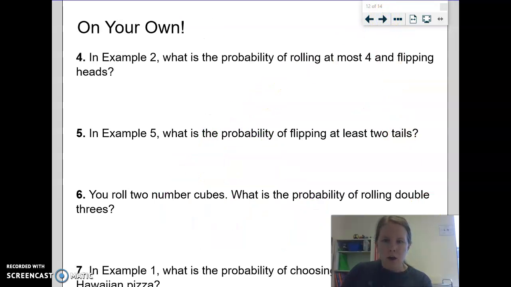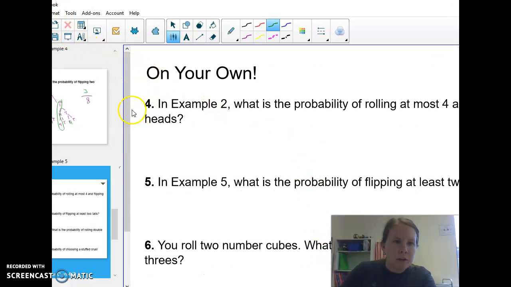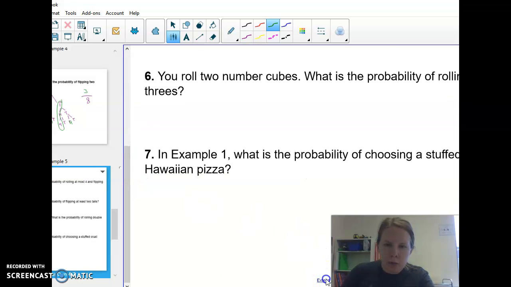Okay. You actually have quite a few example problems here to do on your own. Let's just take a look at each one. I want to make sure these ones are all good. I might cross a few off here.